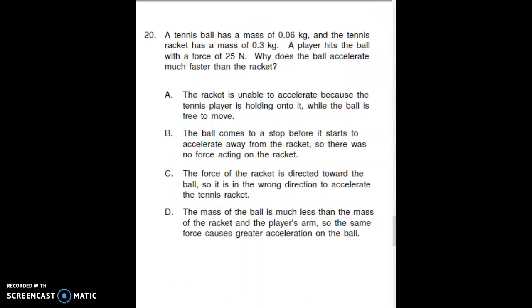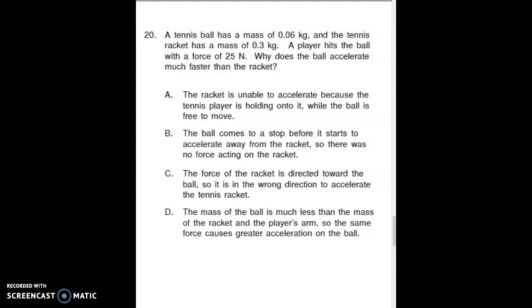Question 20. A tennis ball has a mass of 0.06 kilograms, and the tennis racket has a mass of 0.3 kilograms. A player hits the ball with a force of 25 newtons. Why does the ball accelerate much faster than the racket?